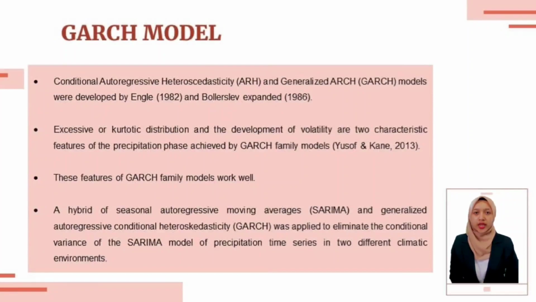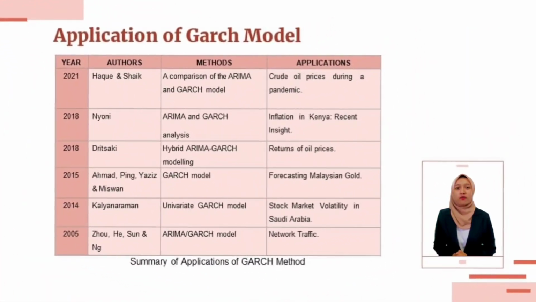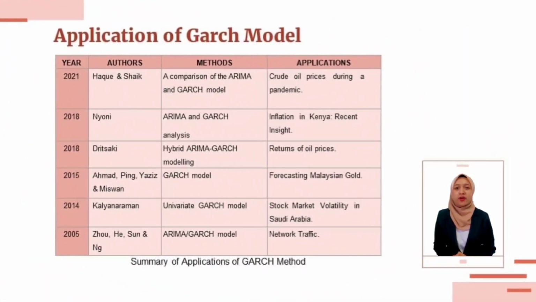Excessive distribution and the precipitation phase achieved by GARCH family models. SARIMA and GARCH were applied to eliminate the conditional variance of the SARIMA model of precipitation time series in 2 different climatic environments. The application of GARCH model can be used in many various fields, such as rainfall prediction, forecasting gold price, forecasting inflation and network traffic. Combining GARCH and other methods is the way to get accurate results.